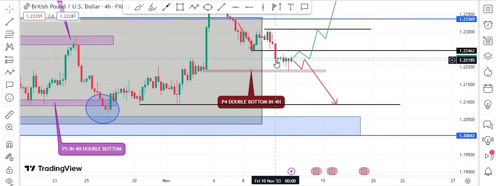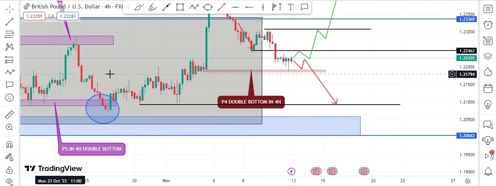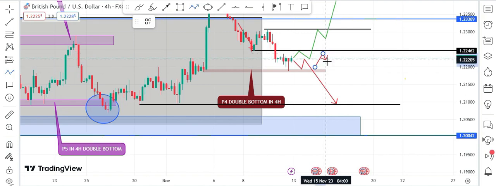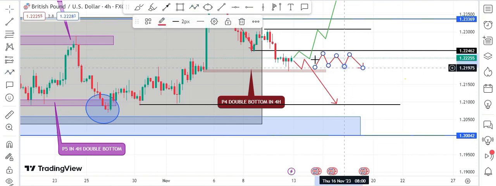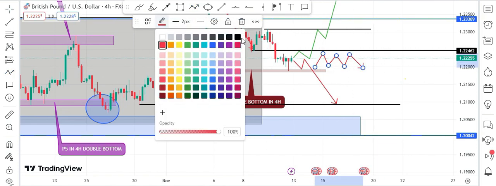But as long as the price is in this zone, it will not be safe to trade. I don't advise it, because it can change its direction anytime, towards upward or towards downward.